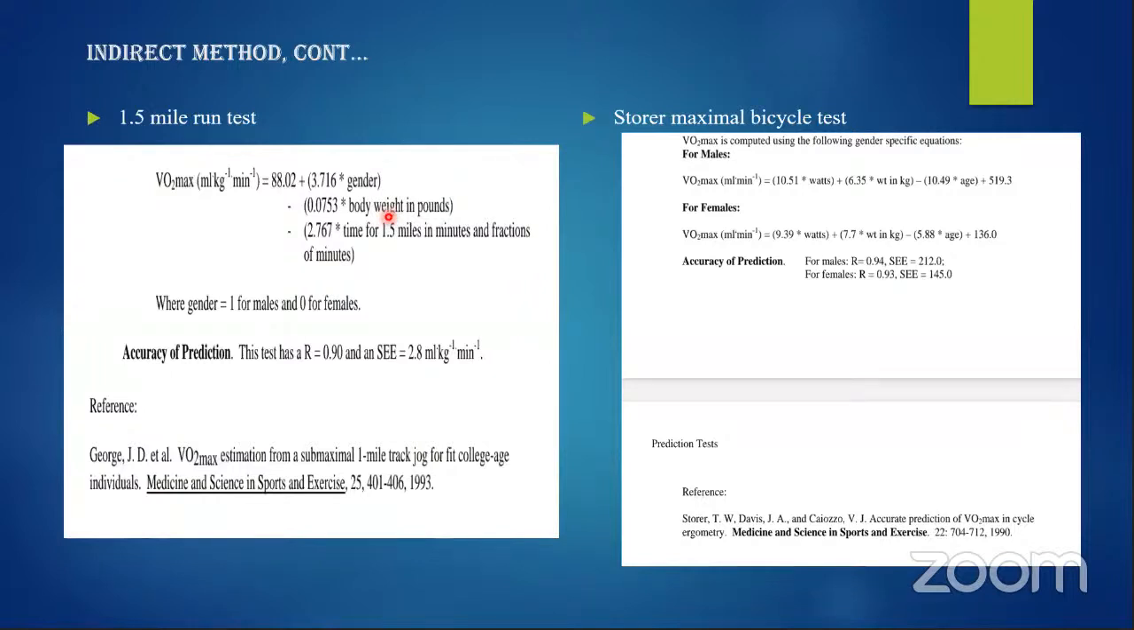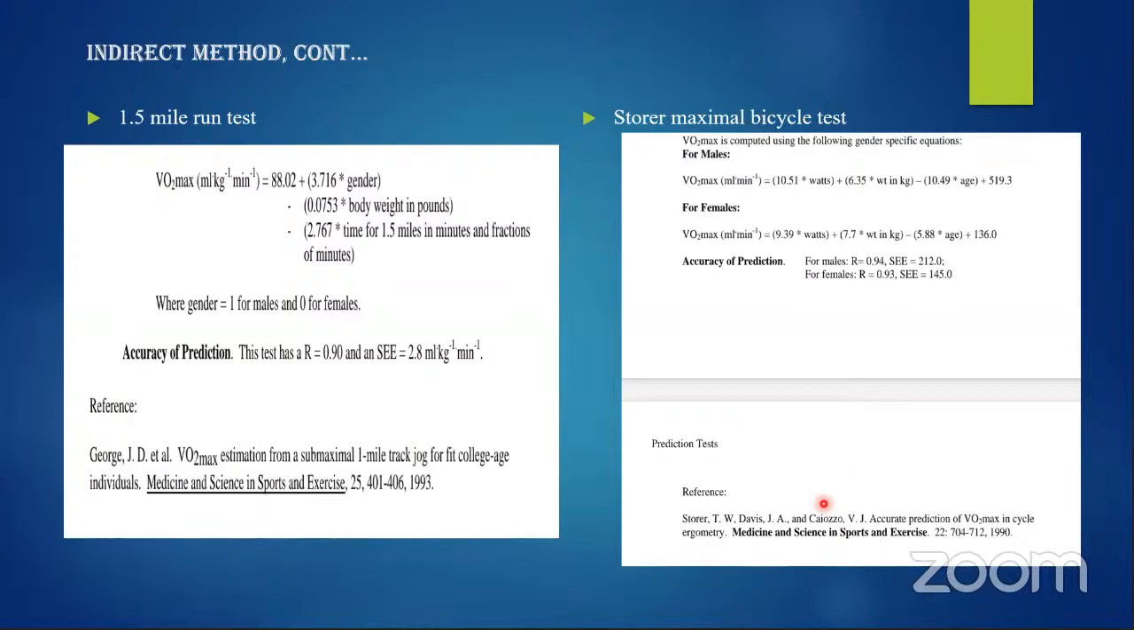Next comes the Storer maximal bicycle test. So in this, the author has given separate formulas for males and females. In case of males, it is 10.51 multiplied by watts plus 6.35 multiplied by weight in kg minus 10.49 multiplied by age plus 519.3. And when it comes to females, the formula is 9.39 multiplied by watts plus 7.7 multiplied by weight in kg minus 5.88 multiplied by age plus 136. The reliability of this test for males is 0.94 and for females it is 0.93. And this is my reference for this formula.